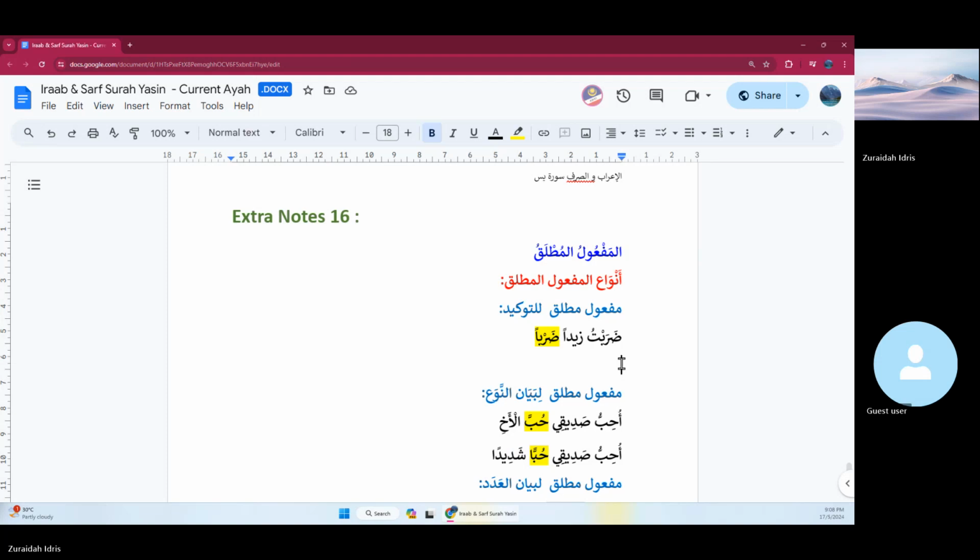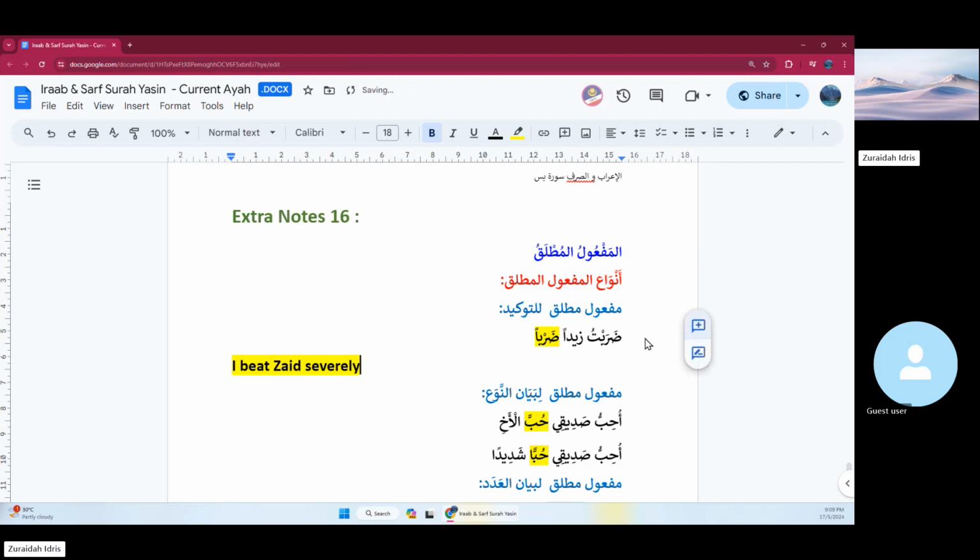With a real beating. Okay, betul, pukul. I beat Zaid. It is not easy to translate in English. Sometimes you have to understand the meaning and then translate it. So when we say it's for emphasis, we have to think of an English word that would describe a beating that's really bad, really terrible. So one of the ways of translating it will be something like I beat Zaid severely.